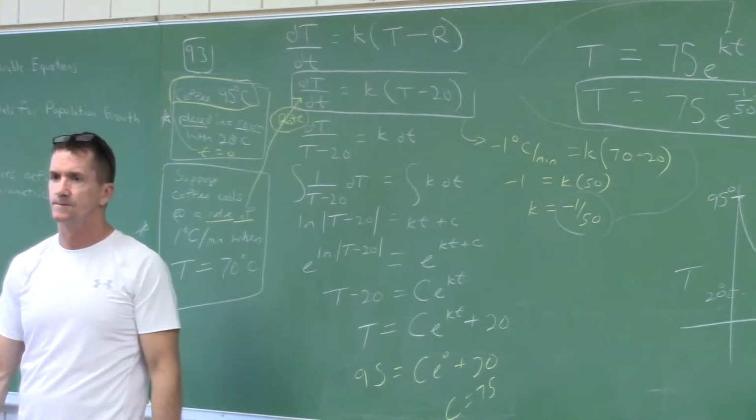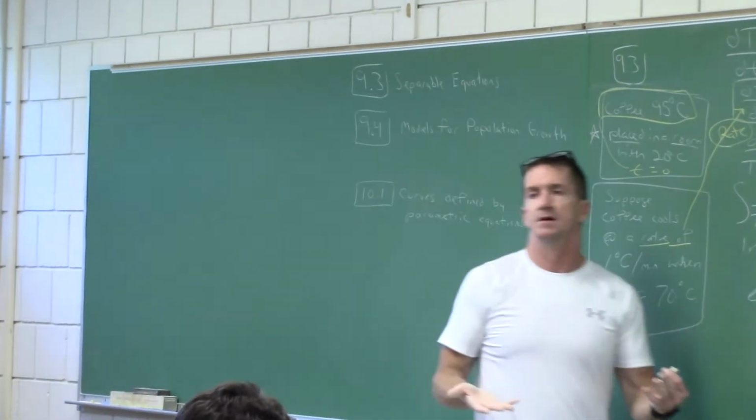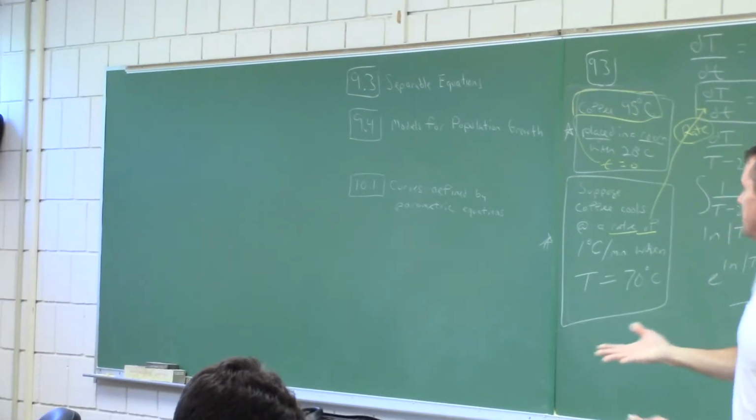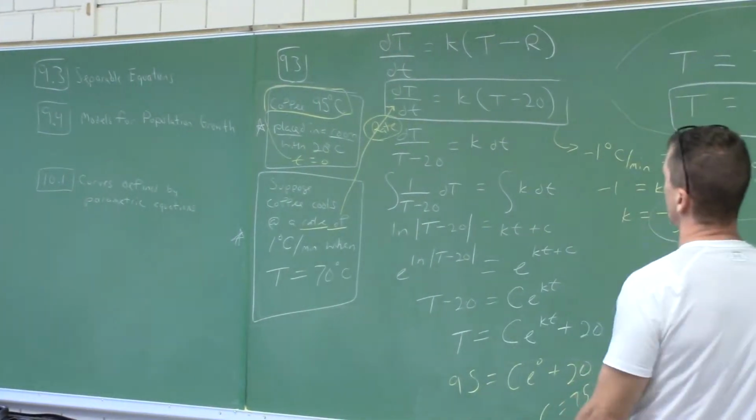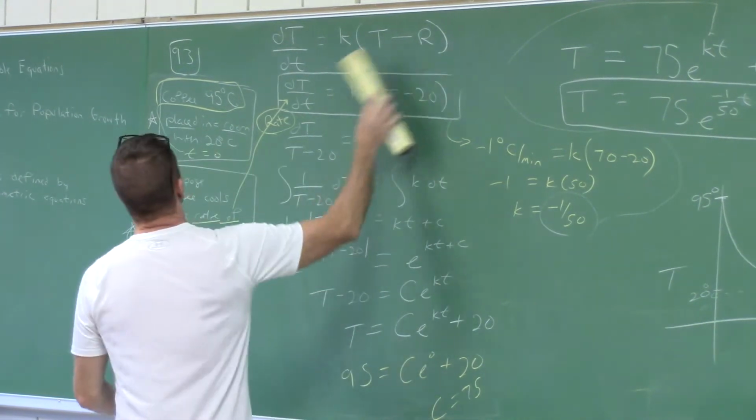Hey, cool. We're now going to talk about models for population growth. It's going to be very similar. They're going to give us two main models we look at when it comes to 9.4. The first one you've seen before, but I'll still write it on the board.